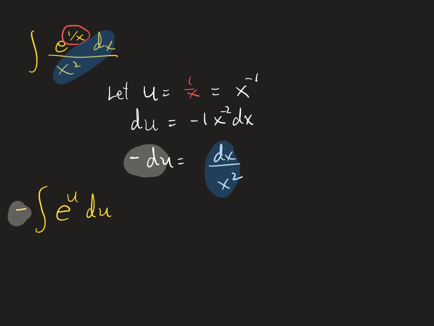Negative du is equal to dx over x squared. There we have it. Let's go ahead and finish this problem off. Simple antiderivative, resubstituting in, we have negative e to the 1 over x plus c.